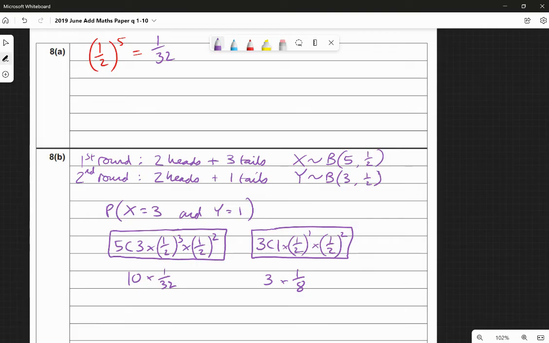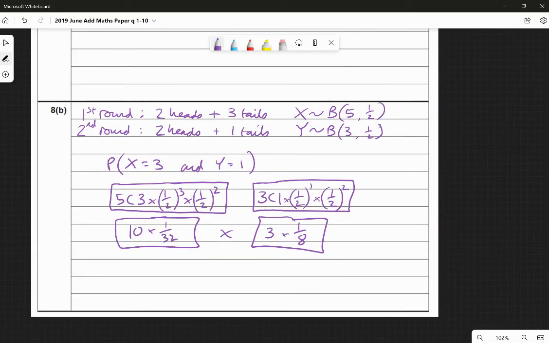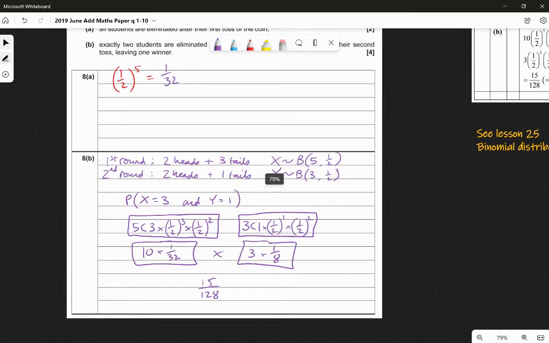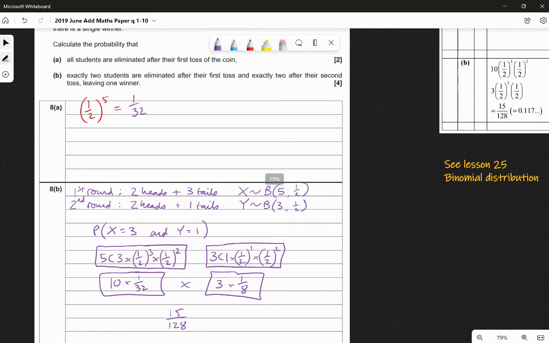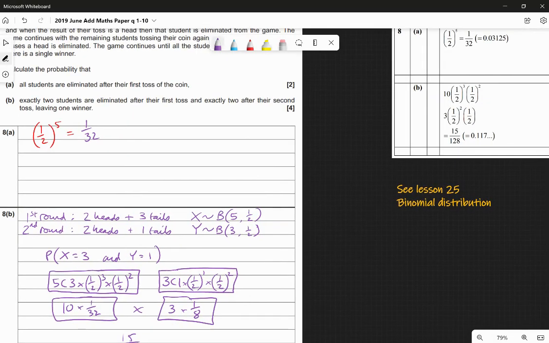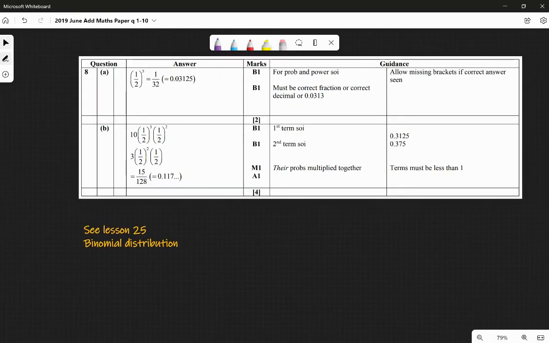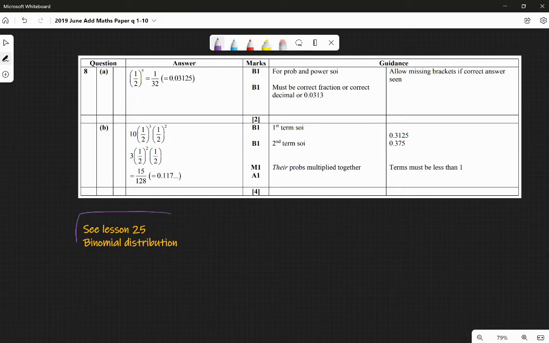And I want both of these things to happen successively. So I want this thing, then this thing. So I multiply the 2 probabilities together. And if I've done that right, I should get 15 over 128, or approximately 0.117. So this is quite a complex application of the binomial distribution rule. If you want to do a bit more work on the binomial distribution, have a look at lesson 25 of mine.